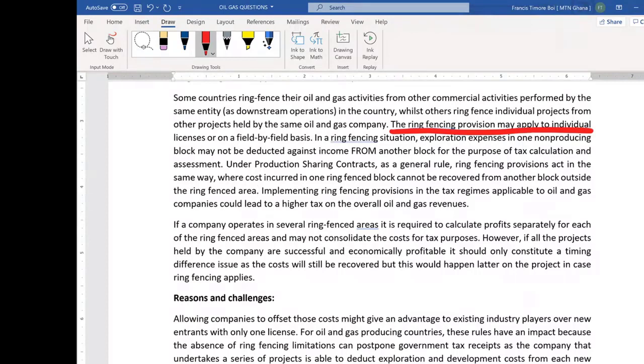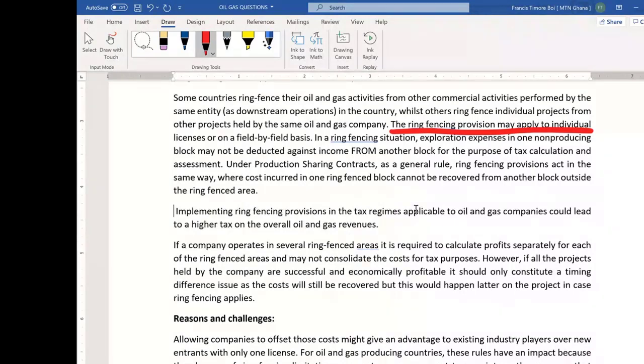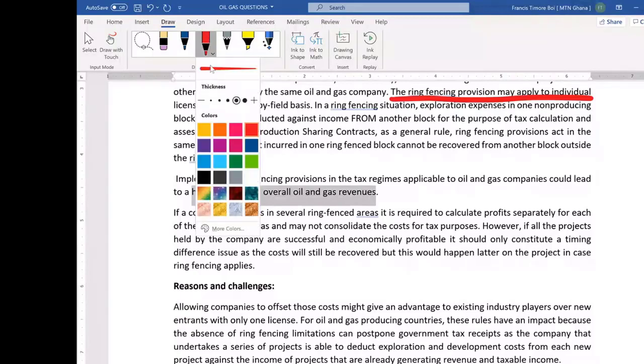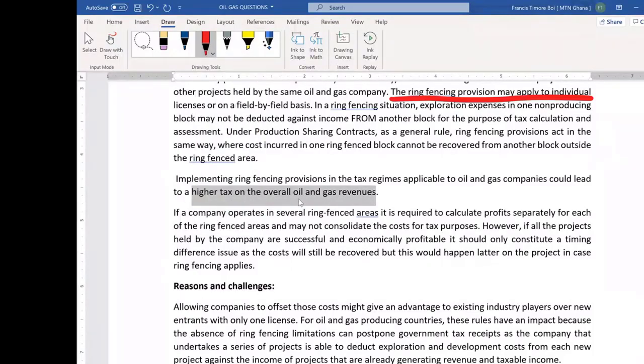Implementing ring fencing provisions in the tax regimes applicable to oil and gas companies could lead to higher tax on overall oil and gas revenues. Do you agree? Do you agree with this statement? That ring fencing leads to a higher tax.